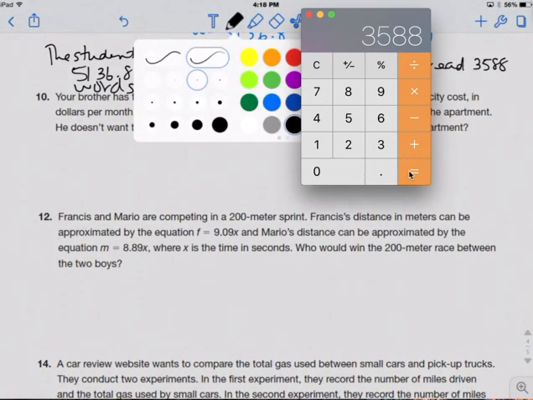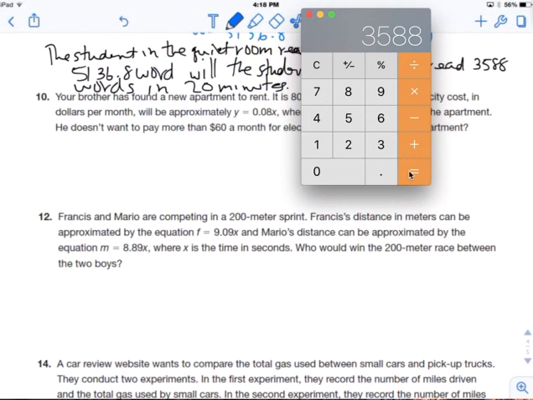Okay, you just need to read all of these, guys. Your brother found a new apartment, 800 square feet, and electricity costs in dollars per month is approximately this, where X represents the square footage of the apartment. He doesn't want to pay more than $60 for electricity. Should he rent the apartment?